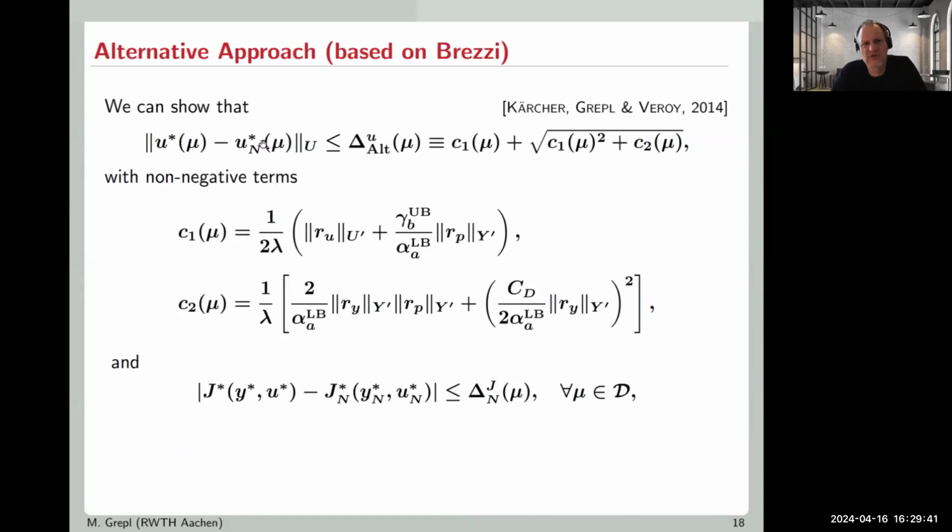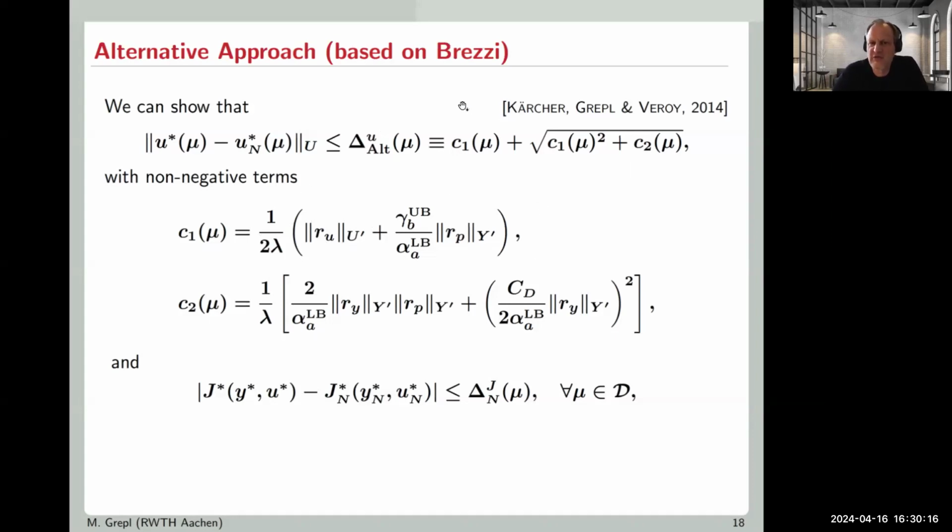So the error between U star and UN star, our finite element or full order optimal control, and the reduced basis control is bounded by this error bound, which we can compute from these quantities C1 and C2. And C1 and C2 basically incorporate the dual norms of the residuals and the constants we just introduced. And if you are familiar with the reduced basis literature, then you see that we can, again, compute these dual norms offline, online efficient, okay?